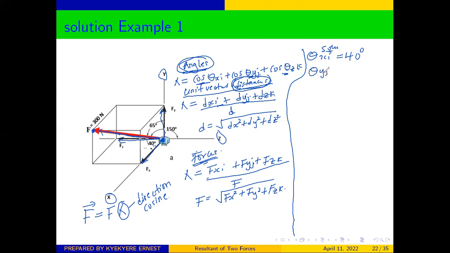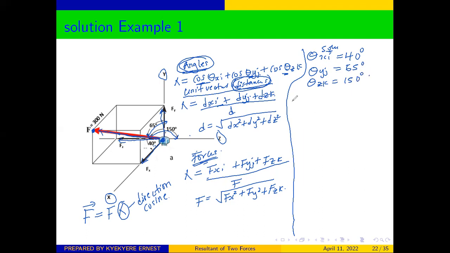Our theta yj, which is the angle the force makes with the y-axis. In this case, the angle the force makes with the y-axis is from this point to that point. And we have been told in the question that it's 65 degrees. And then we have theta zk, which is the angle the force makes with the z-axis. We are told that it is 150 degrees.